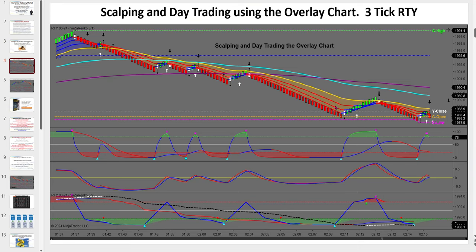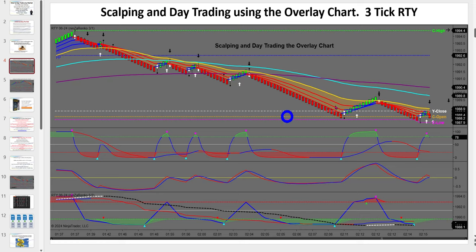So I mentioned here that we're going to be looking at the overlay chart. Now, the overlay chart simply is where I've taken a number of indicators with my custom settings from what I call the anchor chart one, and I've overlaid them in a separate window on my trading chart. Now, in this particular case, this is a three tick Russell. With the Russell and Dow, you can also trade the micro, but here you can see that we've got my trigger line from my anchor chart trending down, and so we really want to take any trade in the direction of that trigger line. However, at the same time, we need to be aware of, like down here, see those lines there, we've got the current day's low, current day's open, and yesterday's close.